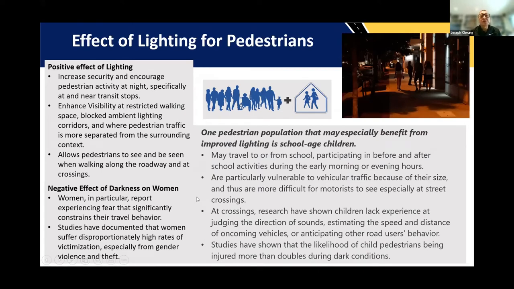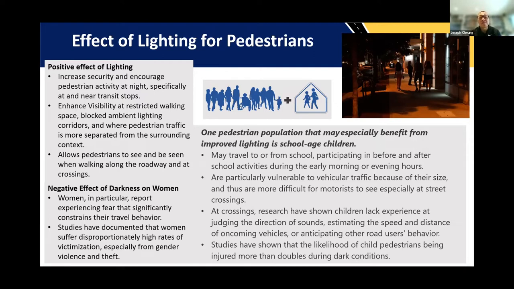This particular slide shows a little bit of the type of effect of lighting for pedestrians. One of the key populations that would really be affected by lighting, if we can provide better lighting, is school-age children. Especially around this time of the year where some states practice daylight saving time. Oftentimes school-age children have to walk along the sidewalk, and they are usually smaller in size and it's harder to see.